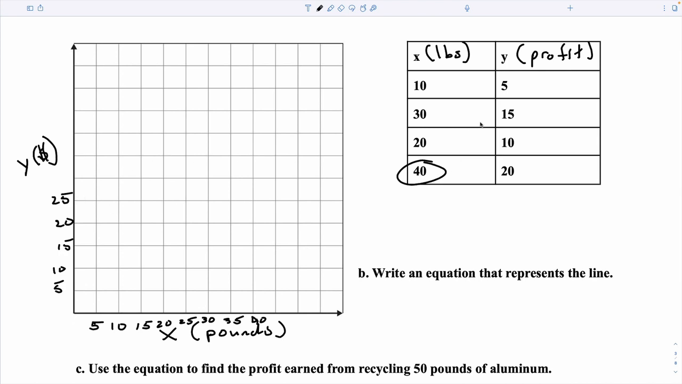Okay, let's plot it. If you go over 10, you're going to go up to 5. Over 30, up to 15. Over 20, up to 10. Over 40, up to 20.